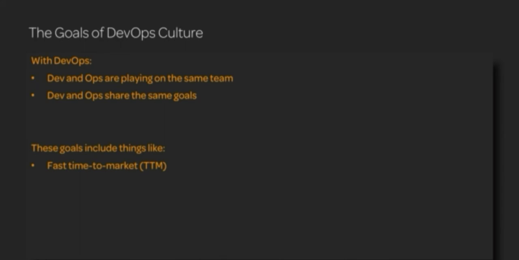So let's look at some of the goals that a DevOps culture might have. And all of these goals really boil down to those two things: stability and speed of delivery. One of the goals that is shared by development and operations in a DevOps organization is fast time to market.